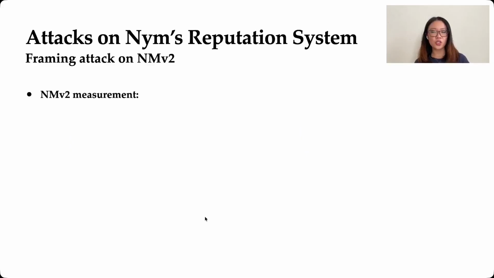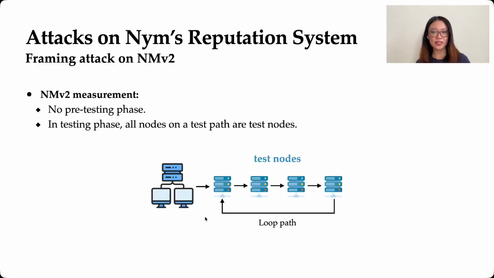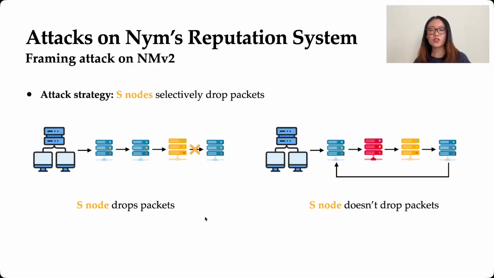So moving on to the version 2 measurement, there's no pre-testing phase, and in the testing phase, all nodes on the test path are the test nodes. And if a packet does not return, all nodes on the path will share equal blame. So in terms of the metrics, this is using the current information in terms of blame attribution, and the set size is 4, which is very big. So the attack strategy is very simple. We just let the sacrifice node selectively drop packets.